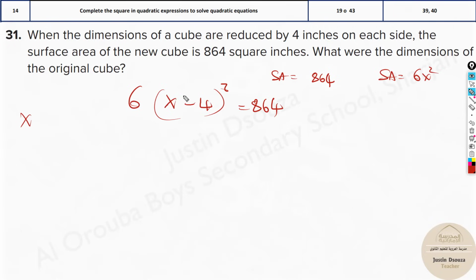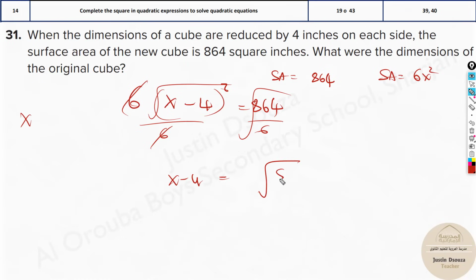Now we can simplify this. So let's solve this up. Divide both the sides by 6 and then take the square root. This cancels. Take square root on this, and then you will have x minus 4 is equal to square root of 864 by 6. This will be plus or minus. Now take the 4 to the other side. It will be x is equal to 4 plus or minus square root of 864 by 6. There are two answers. Now I will show you in the calculator.